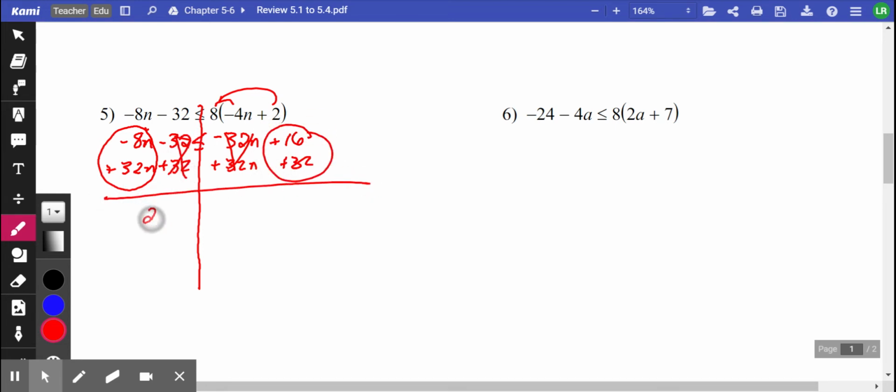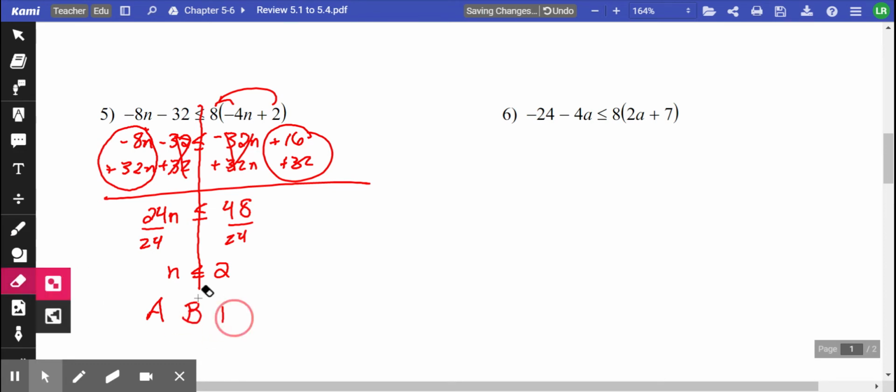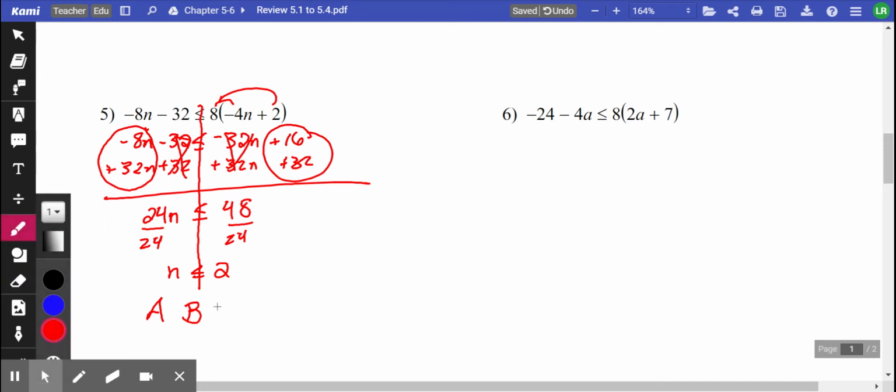And that's going to give me 24n is less than or equal to 48. Finish him. Divide both sides by 24. And n is less than or equal to 2. So the ones that we would have here in this one would be A, B, and C. 15, negative 5, and 1 are all solutions there.